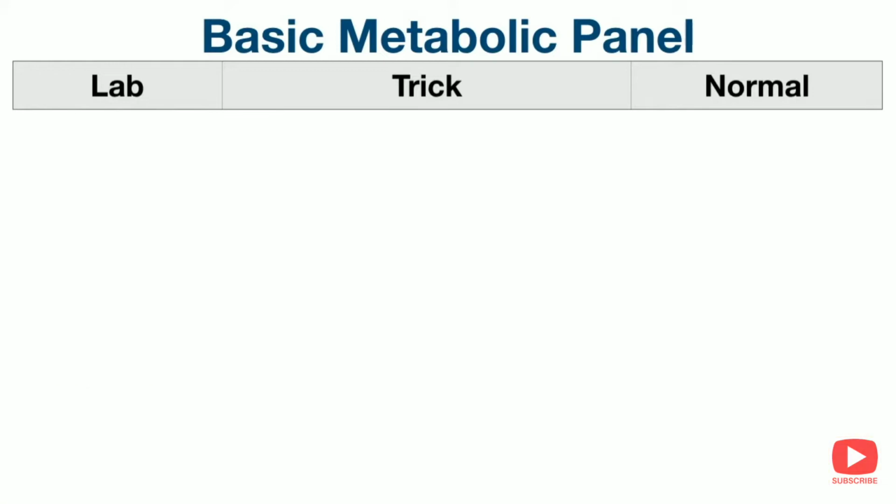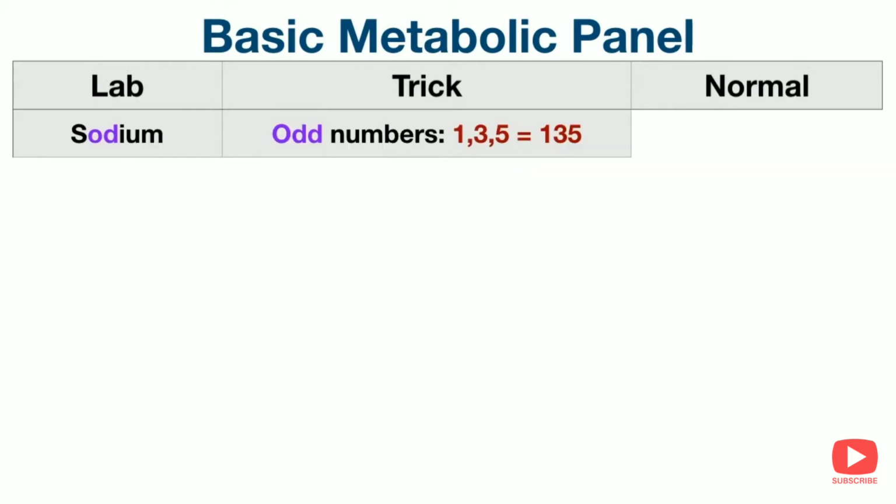Let's begin with the Basic Metabolic Panel, which primarily measures basic electrolytes, renal function, and glucose. Starting with sodium, you're going to use the letters OD in the word sodium to remember odd numbers. You're going to use the first three odd numbers, which are 1, 3, and 5, and this will give you 135. 135 is in the normal range for sodium, and you can simply add 10, which will give you the normal range of 135 to 145.